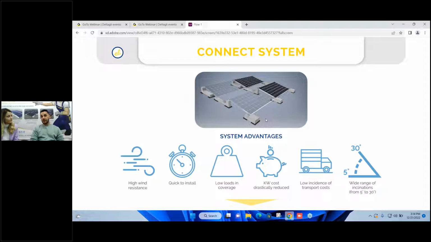We might say that if we use a 5-degree connect system and then a 30-degree connect system, we'll see a slight change in the weight per roof, right? 5 degrees, of course, will be even lighter. So on some occasions, the statics come to 15 or 13 kilograms per square meter, which is nothing, even compared to the traditional structures.